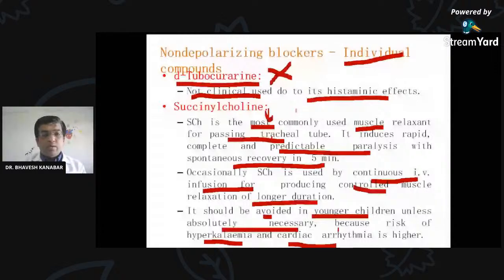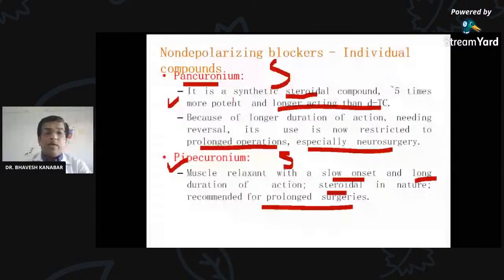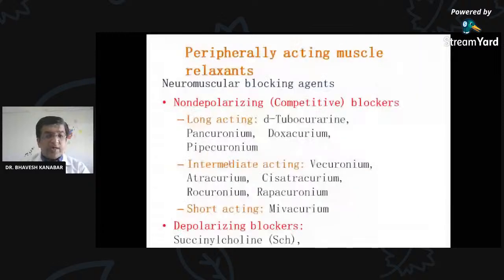Then pancuronium, steroidal. Pancuronium and pipacuronium both are steroidal. S is for steroidal. Pancuronium is long acting. It is written in the classification itself. You can correlate this with the classification. Remember in the classification, long acting: pancuronium, pipacuronium.